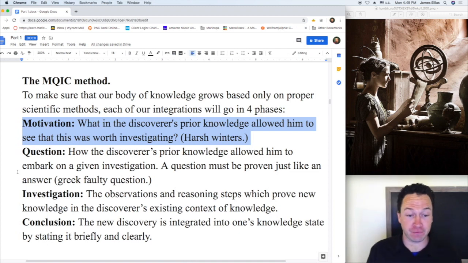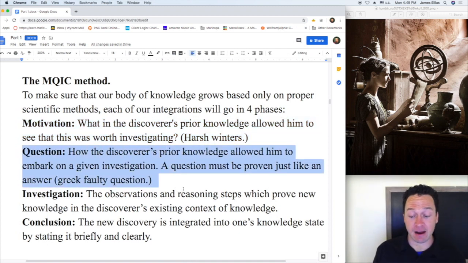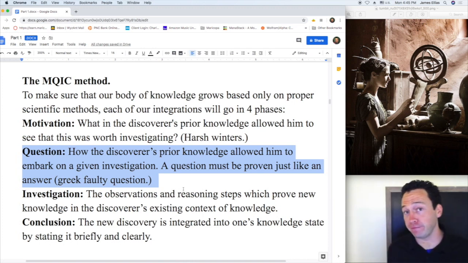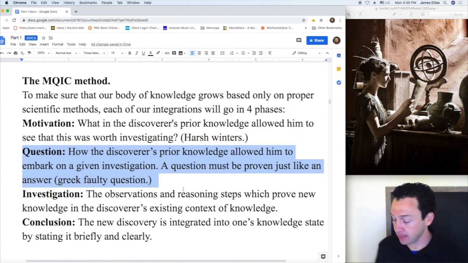Okay, the next phase is called the question phase. And by the way, every single one of our integrations will contain all four of these phases. Okay.